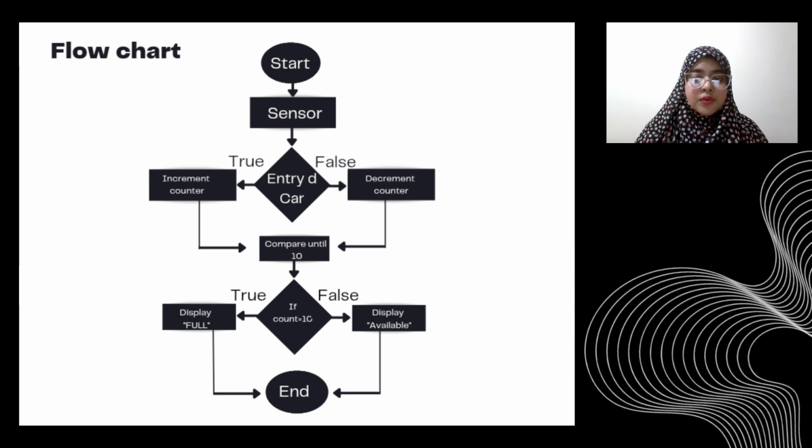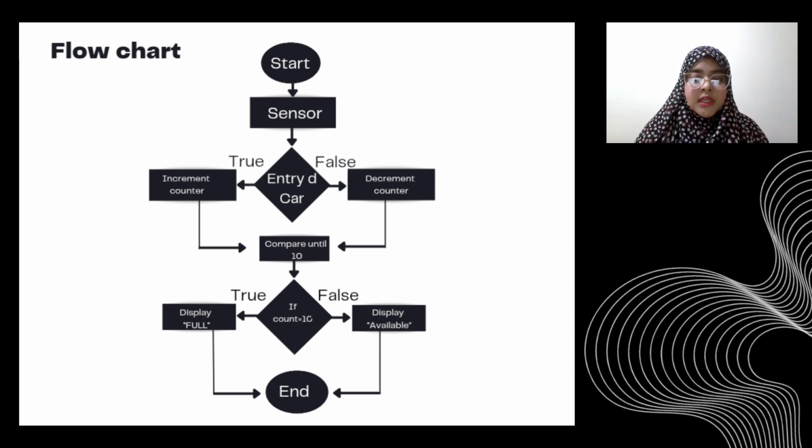This flowchart shows how a parking system tracks car entry and exit. It starts with a sensor detecting a car. If a car enters, the system increments the counter. If a car exits, it decrements the counter.